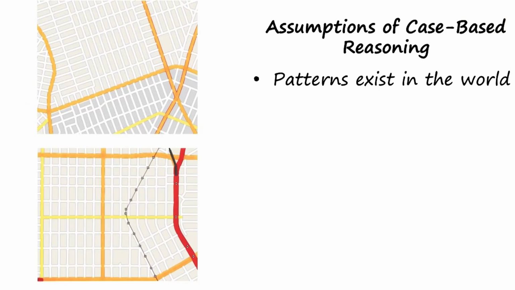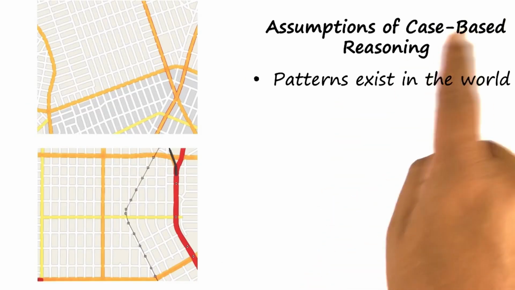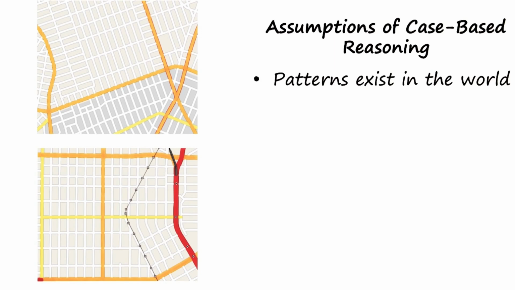memory. So like any other theory of intelligence, case-based reasoning has some assumptions. The first assumption is that there are patterns to the problems that agents encounter in the world. The same kinds of problems tend to reoccur again and again. A lot of science is about finding patterns of regularity in the world.